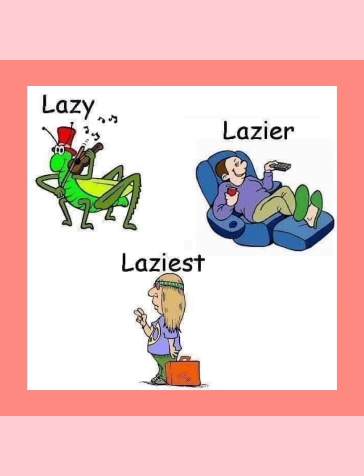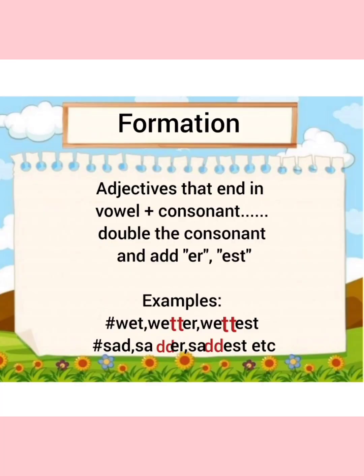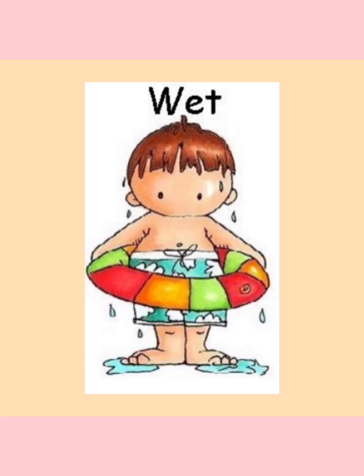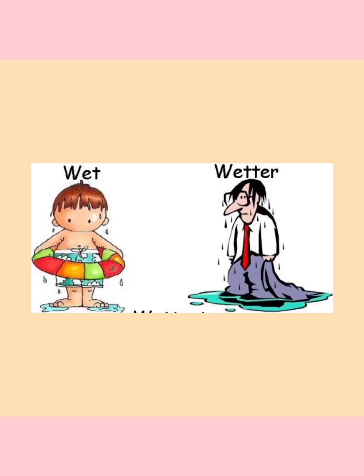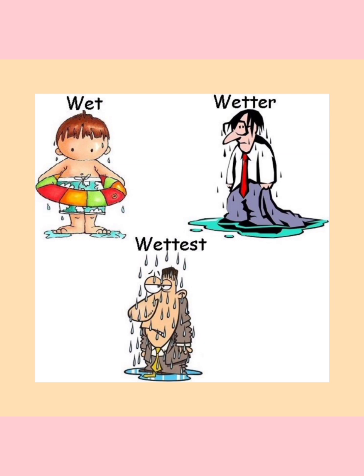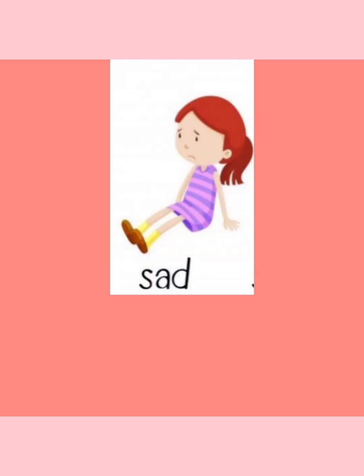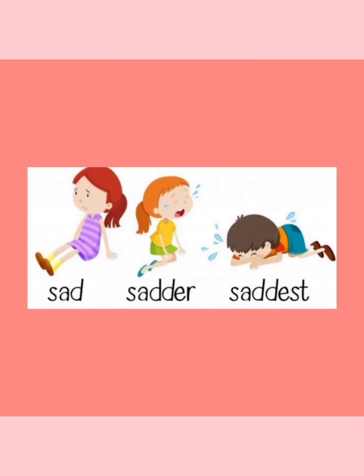Then we have adjectives that end in vowel plus consonant. So what we will do, we'll double the consonant and add ER and EST. For example, the word wet. Now the last letter is a consonant and before that consonant we have a vowel. So wet is the adjective and wetter, we'll double the consonant T and add ER. In the comparative degree, and in the superlative degree, we will double the consonant T and add EST, that is wettest. Next example is sad, sadder, saddest, etc.